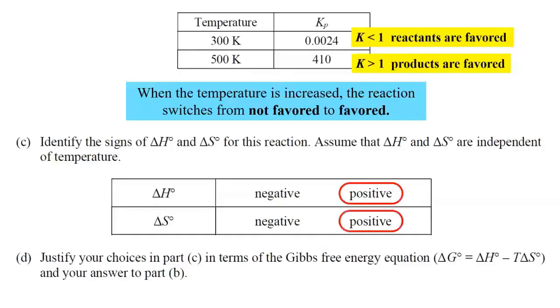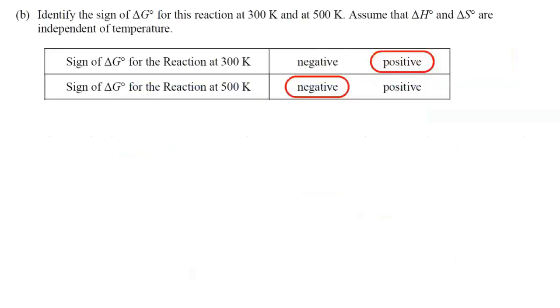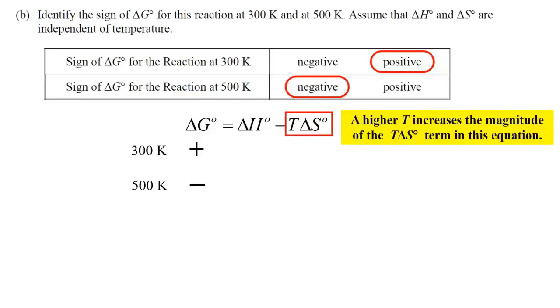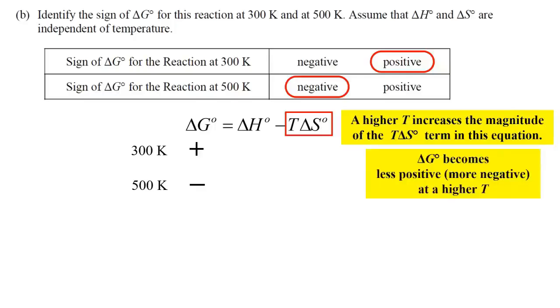Now, we do have to justify our choices in part C in terms of the Gibbs free energy equation and then the answer to part B. So in part B, we said that the sign of delta G was positive at 300 Kelvin and negative at 500 Kelvin. So here's our Gibbs free energy equation. At 300 Kelvin, delta G is positive. At 500 Kelvin, delta G is negative. So it's all because of that increase in temperature. Focusing on the T delta S term, a higher temperature would increase the magnitude of the T delta S term in the Gibbs free energy equation. And because it switches from positive to negative, that means that the sign of delta G is becoming less positive or more negative when we raise the temperature. So a higher temperature causes delta G to become more negative.